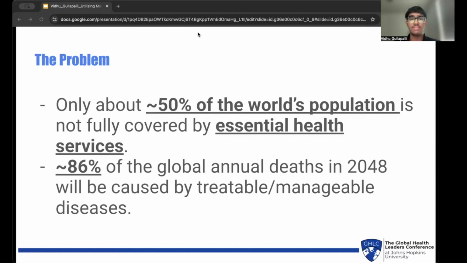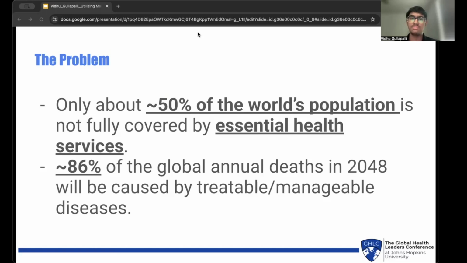About 50% of the world's total population lacks access to essential health services, according to reports from the WHO and the World Bank. As a result, the UN predicts that about 86% of global annual deaths in 2048 will be caused by treatable or manageable diseases. This is because an alarming amount of these diseases are not caught during the essential time or not diagnosed at all.